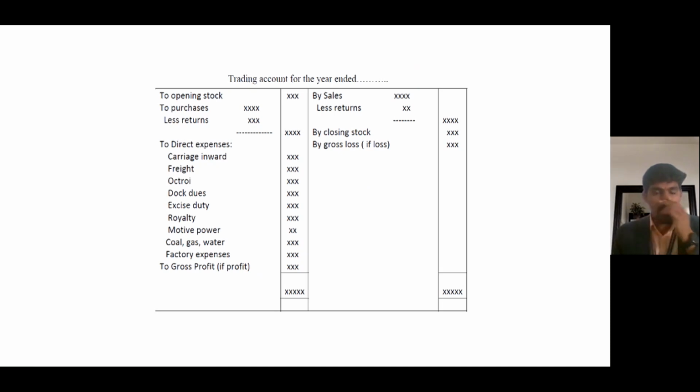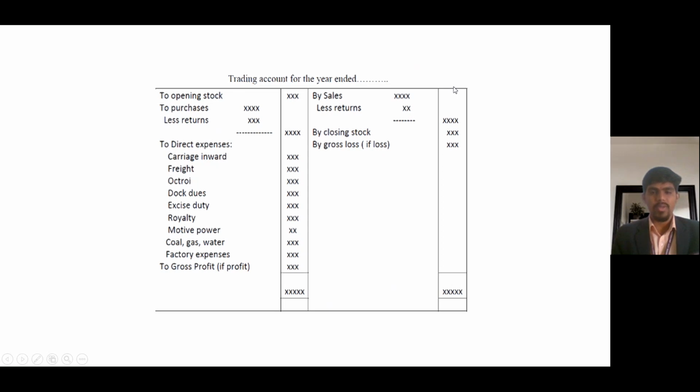Next is the trading account for the year ended. So same thing, if any business's trading account we want to prepare, here you can see the trading account for the year ended. So here, to opening stock.